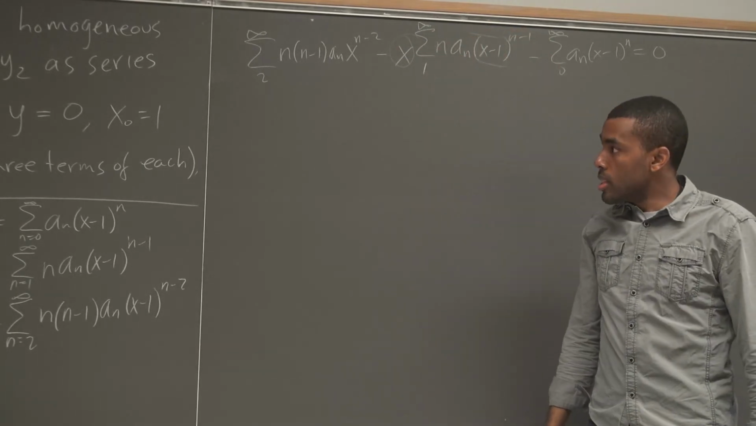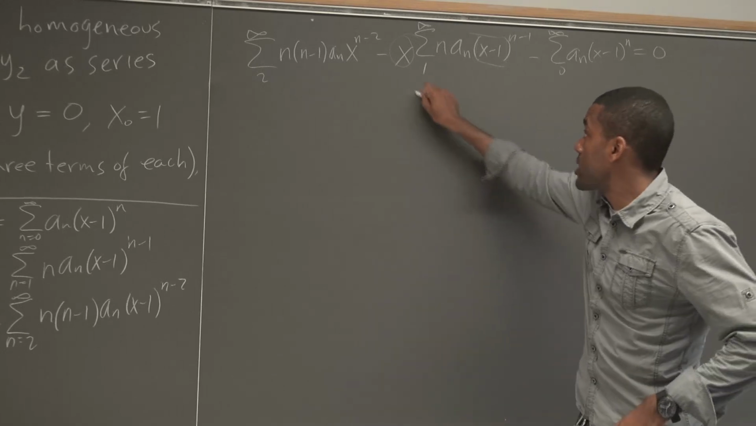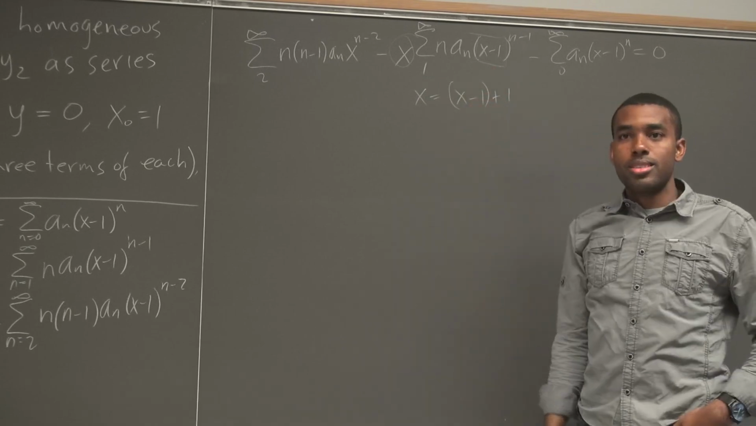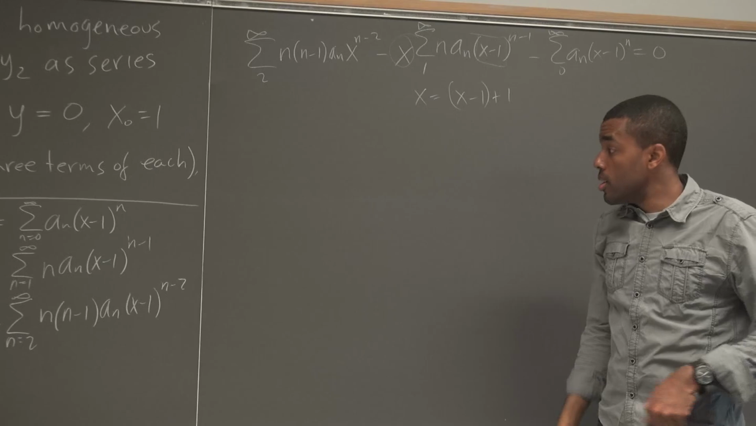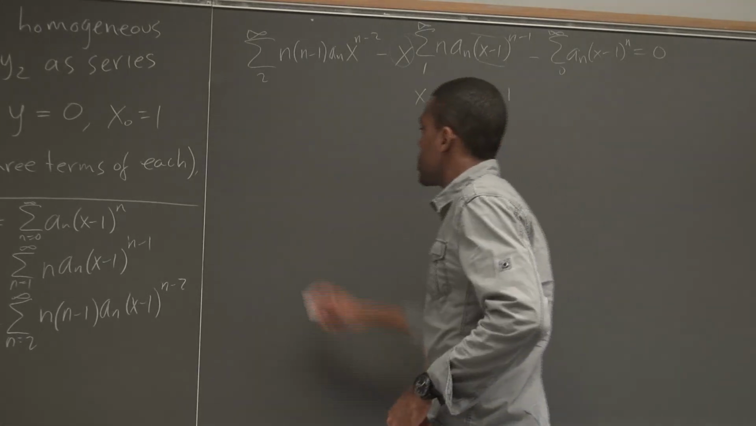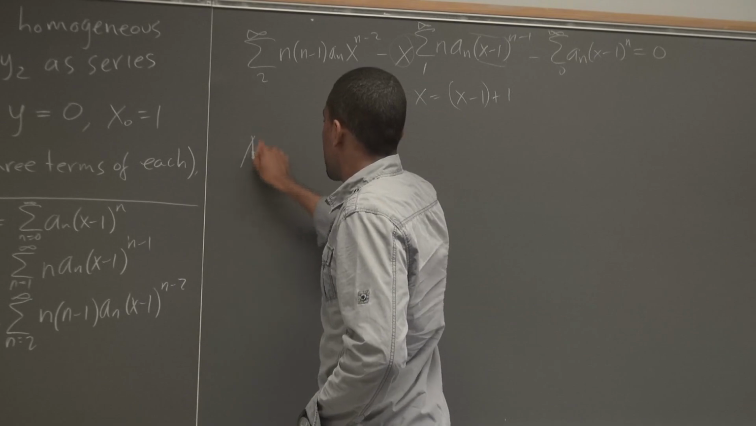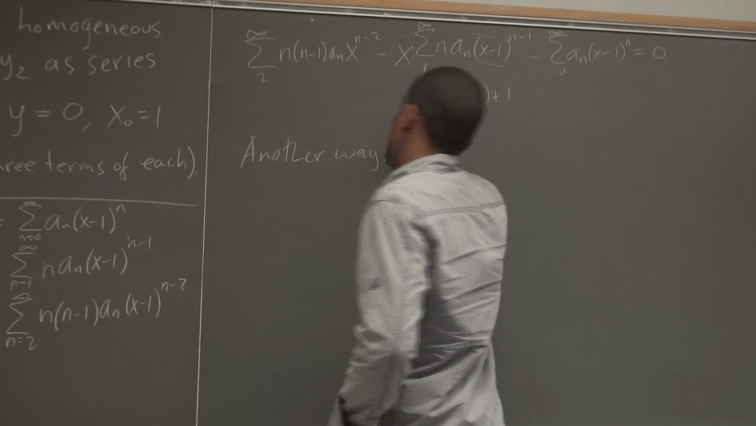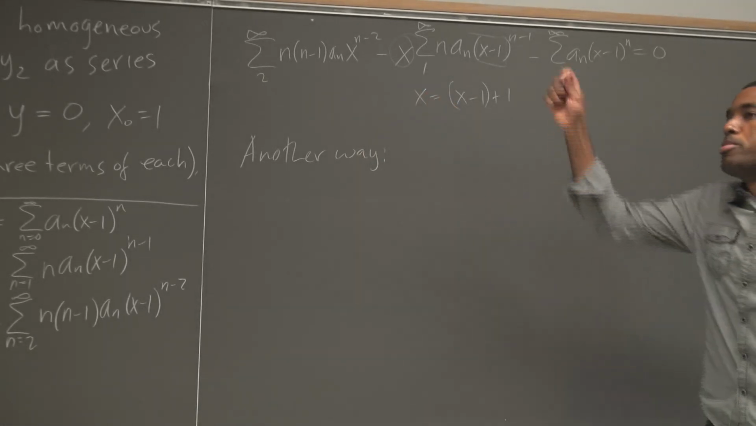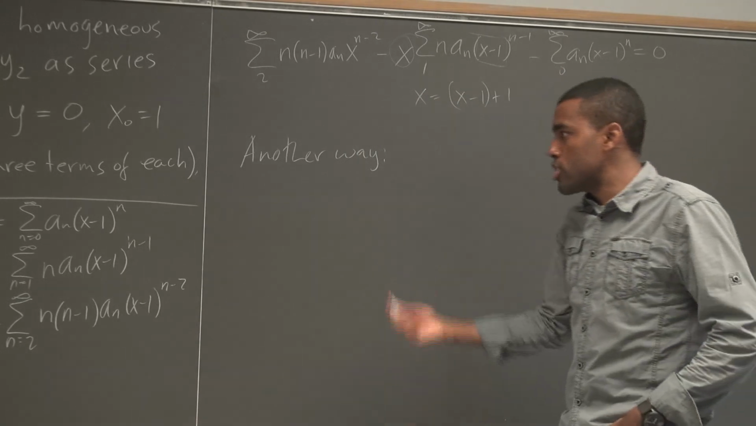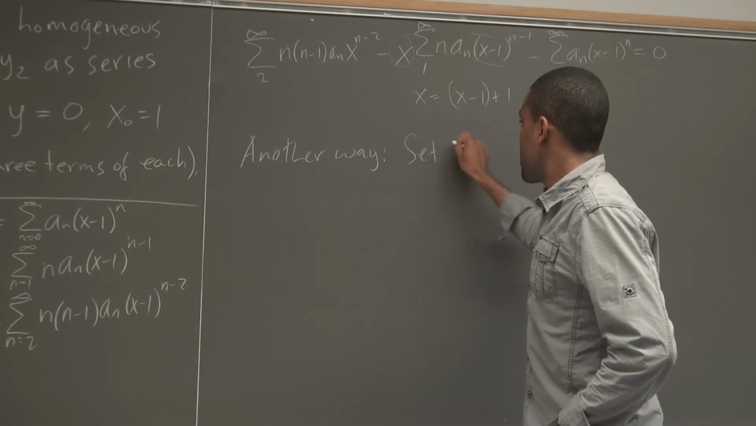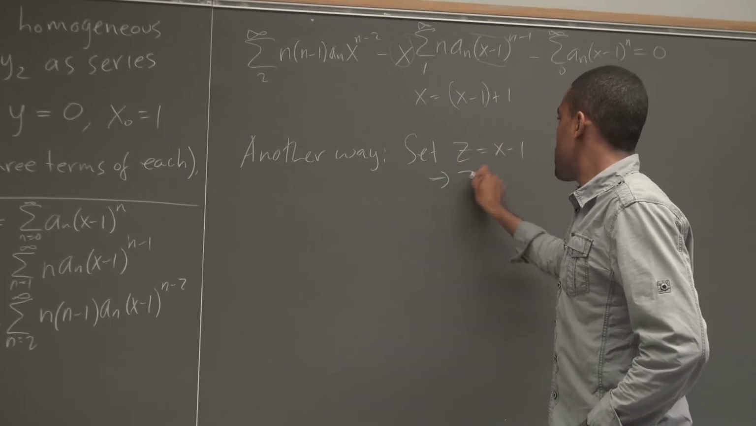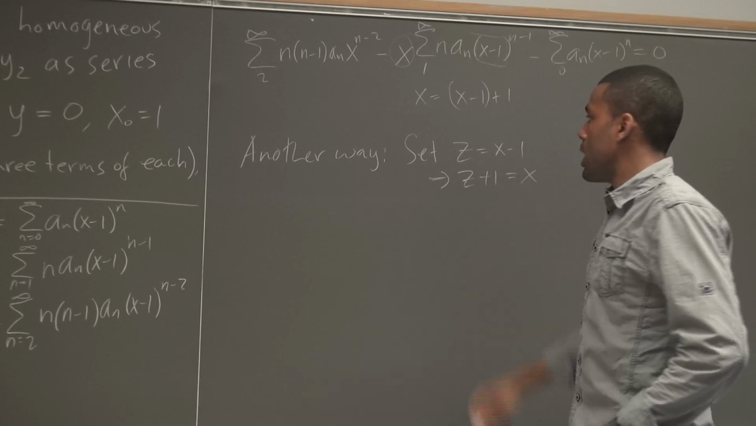Right? Now there are a couple of ways you can do this. You can think of x to be x minus 1 plus 1, right? And expand it that way. Another way, it's pretty much the same thing, but it just makes writing easier because I don't want to be writing this x minus 1 all the time. Another way is you just do a substitution. Set z equals x minus 1. Which would mean that z plus 1 is equal to x.